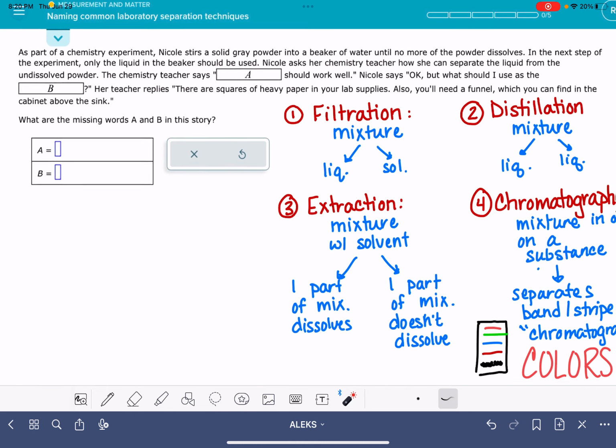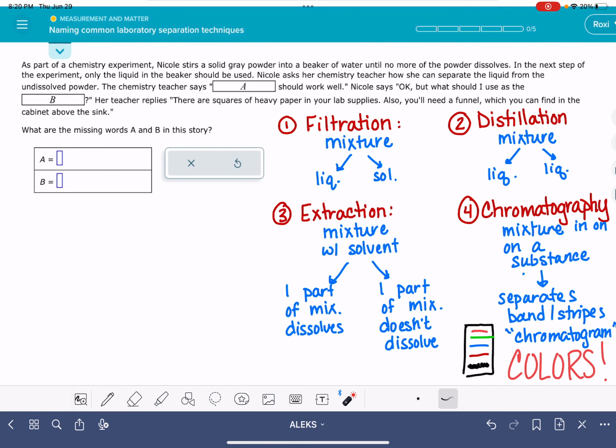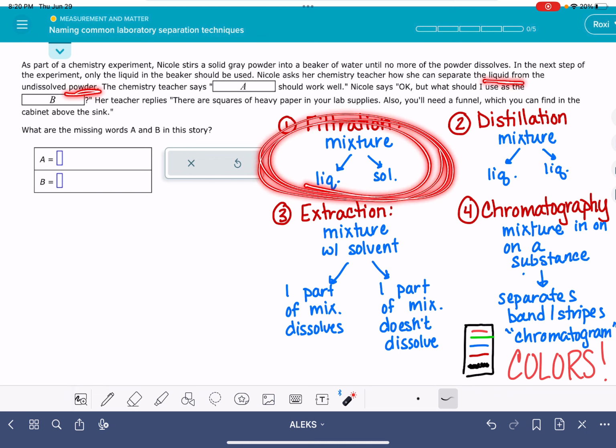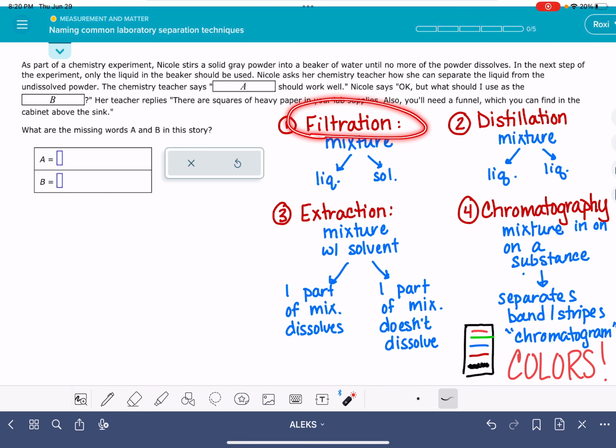the correct scenario. So for this problem, this says I have a gray powder that is being mixed into a beaker of water until no more of the powder dissolves. So that's how I make my mixture. And then it says, she says, how can she separate the liquid from the undissolved powder? So here I'm trying to figure out how to separate a liquid from a solid. Liquid from a solid. The teacher says filtration should work well. That's the name of the technique. So that's what we would put in this box right here.